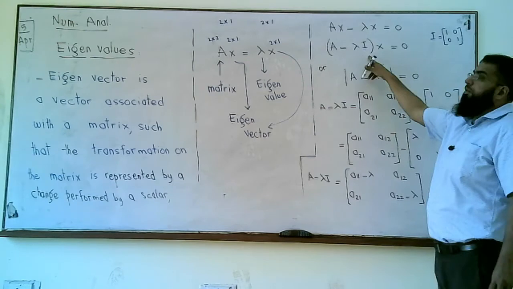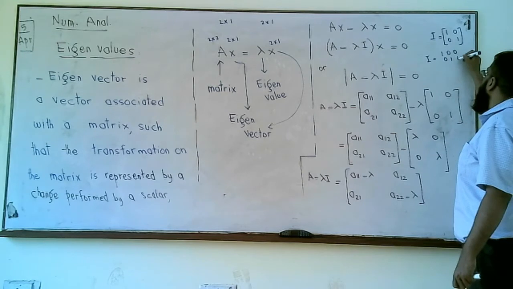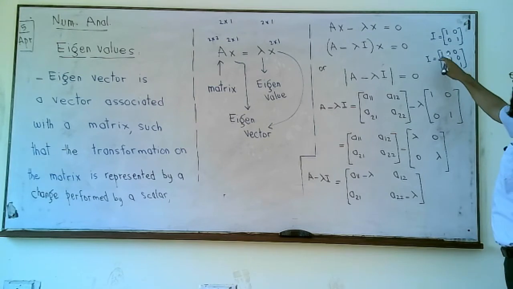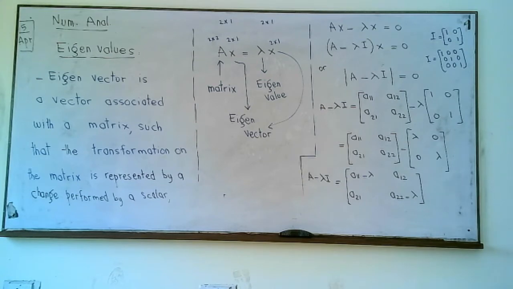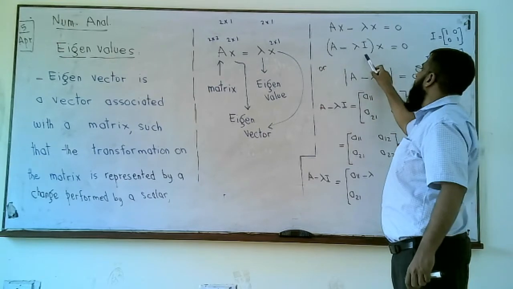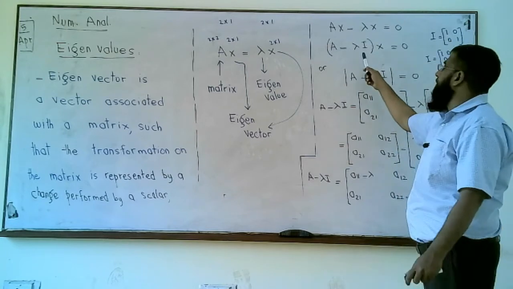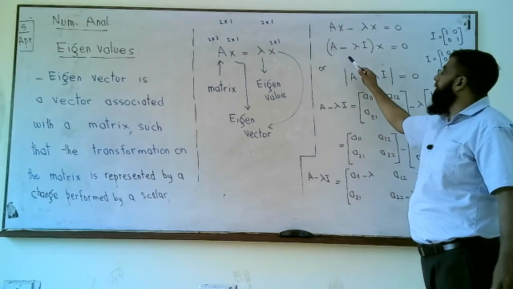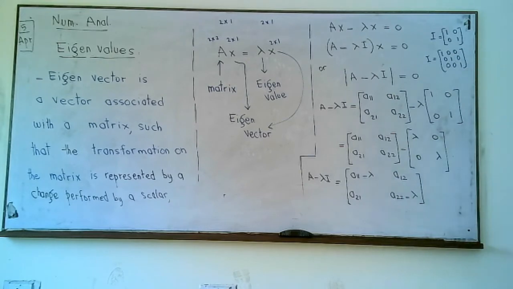We studied the identity matrix in school and college. For a 3 cross 3 matrix, it is 1 0 0, 0 1 0, 0 0 1. And for a 4 cross 4 matrix, it also has 1s in the diagonal and zeros at all other places. Since we are subtracting something from an n cross n matrix, we have to multiply lambda, a constant value, by an identity matrix. We cannot subtract a constant value from a 2 cross 2, 3 cross 3 or 4 cross 4 matrix.